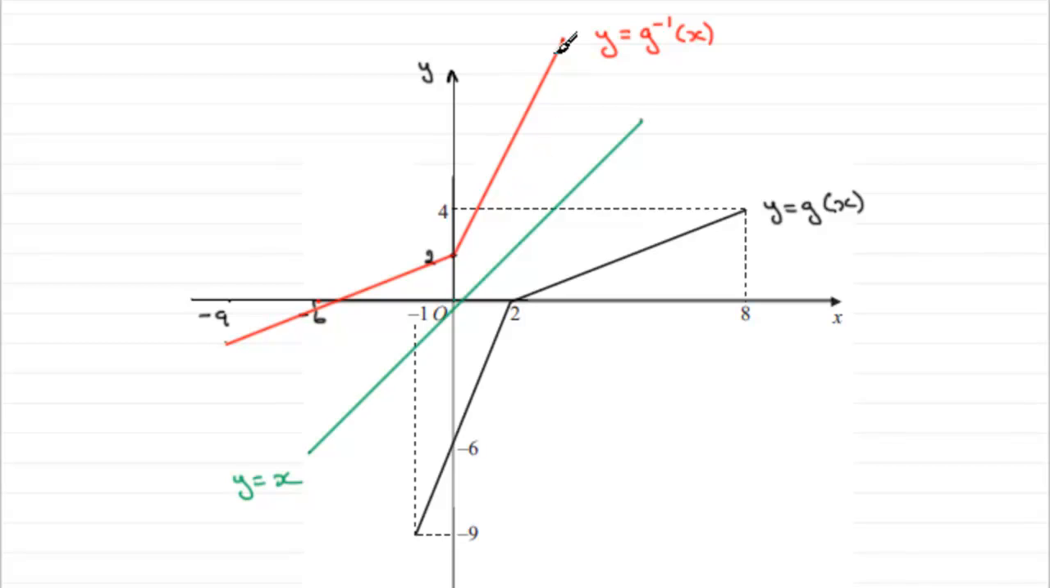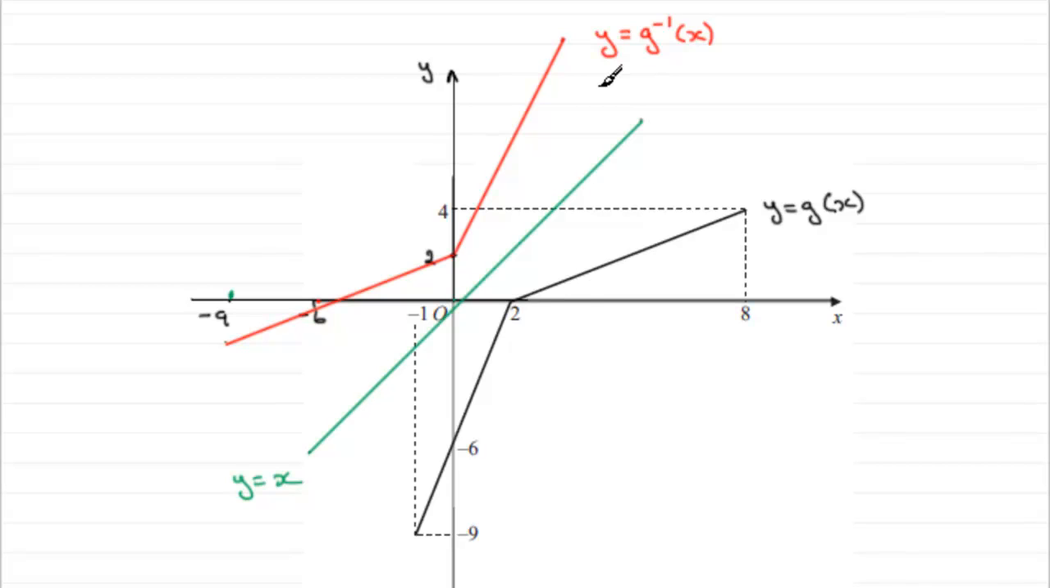So there you go, there's g to the minus 1 of x, and where it crosses the y-axis then is at 0, 2, and the x-axis at minus 6, 0. And for the last part, we've got to state the domain of the inverse function, and the domain is going to go from this value here all the way up to the 4 here actually.